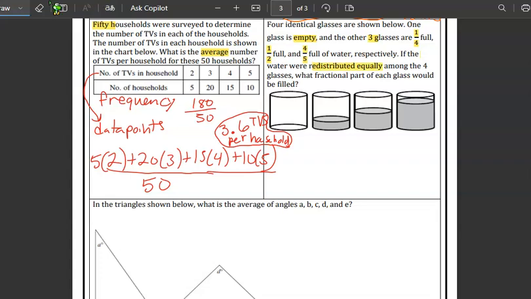To find this, what we want to do is add all of those values together and divide by 4. 0 plus 1/4 plus 1/2 plus 4/5 divided by 4. We'll have 31 over 20 divided by 4. That will give us 31 over 80.